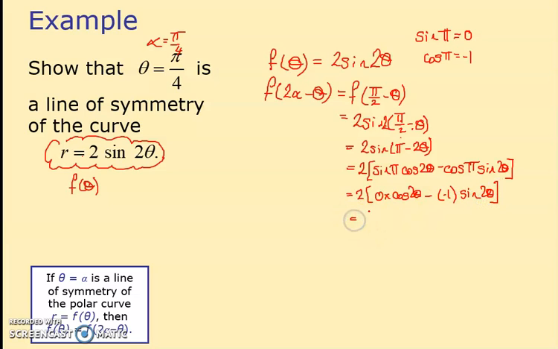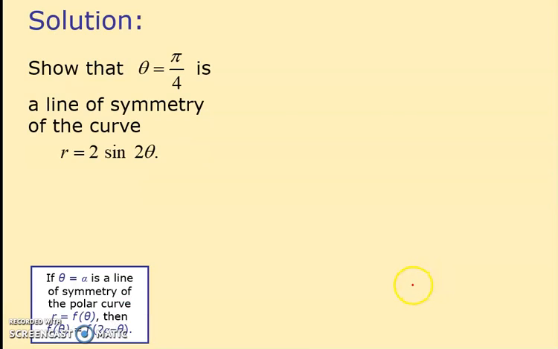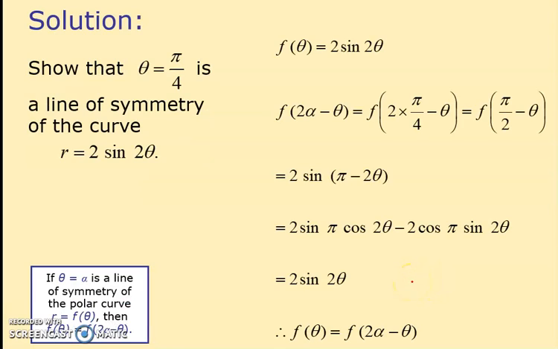So you'll notice here, that is 0, and I'm going to get 2 lots of, minus times a minus is a plus, and then sine 2 theta. I'm hoping you can see that that is the same as that. You'd probably finish off by saying, therefore, f of theta equals f of 2 alpha minus theta. Therefore, alpha equal to pi by 4 is a line of symmetry. That's what you're meant to do. Here's the posh answer if you want to check their answer against mine.